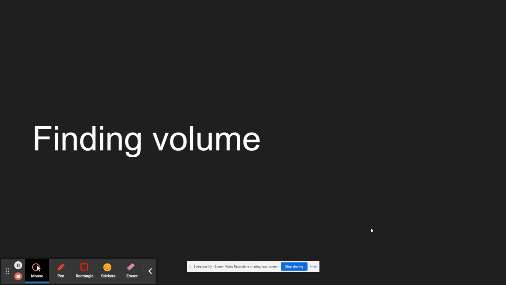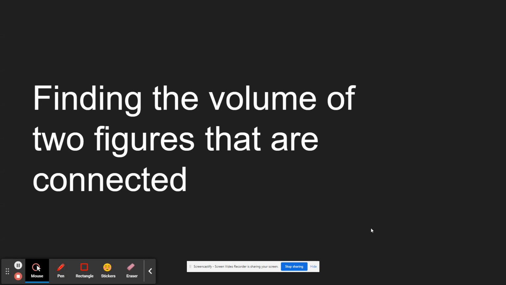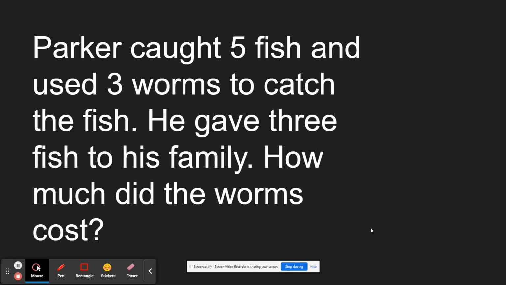Finding volume, length times width times height. Finding the volume of two figures that are connected, you need to find the volume of one of them, get that volume, length times width times height. Find the volume of the other one, length times width times height, and then add those volumes together. Do not multiply every number that you see. You need to find the volume of each and then add them together.